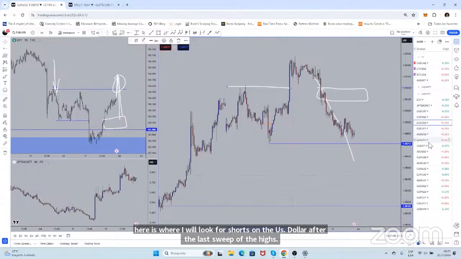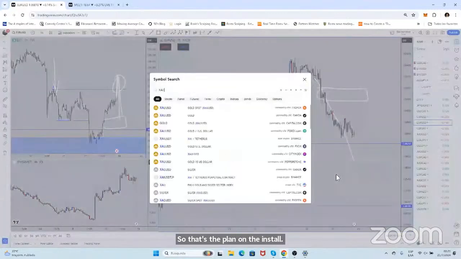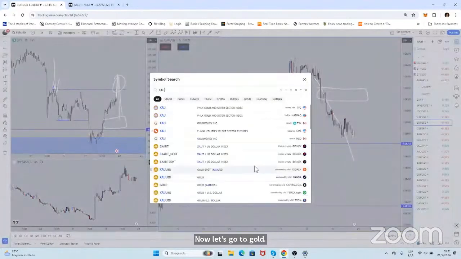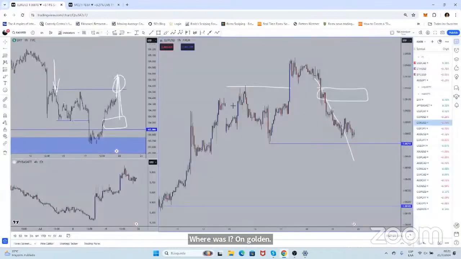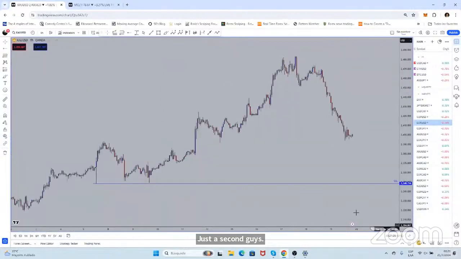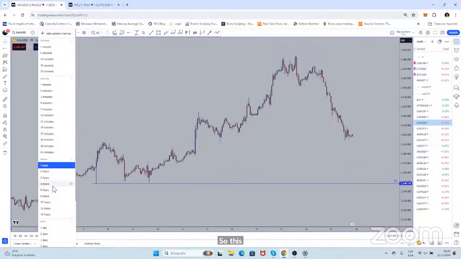Now let's go to gold. Now, where was I on gold? Just a second, guys. Yeah. So, this is the 1 hour chart in gold. Again, let's go to a 4 hour chart.